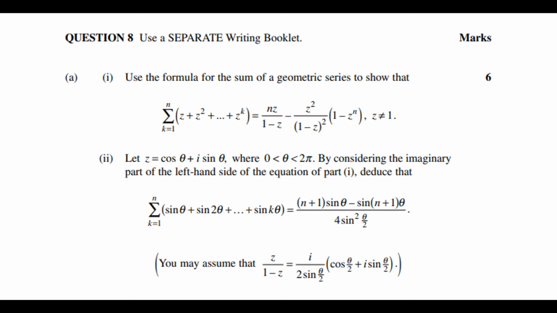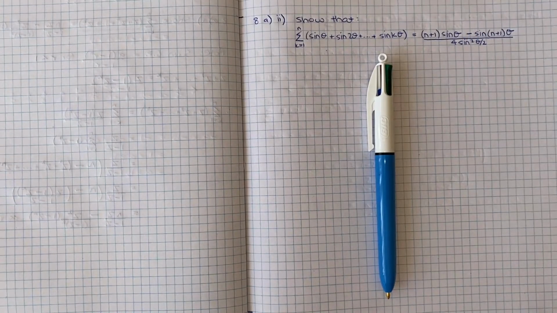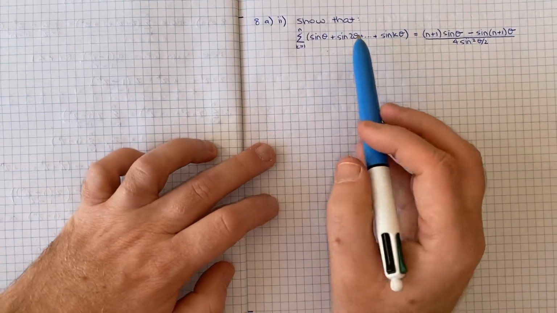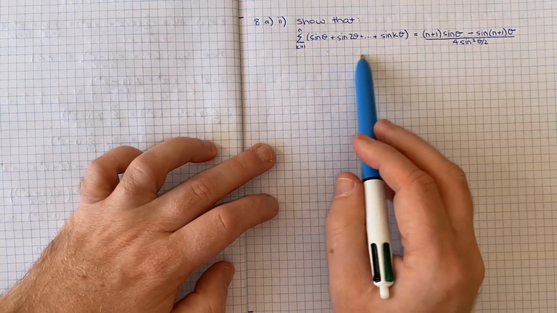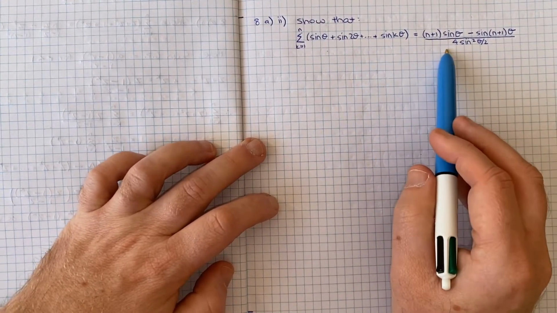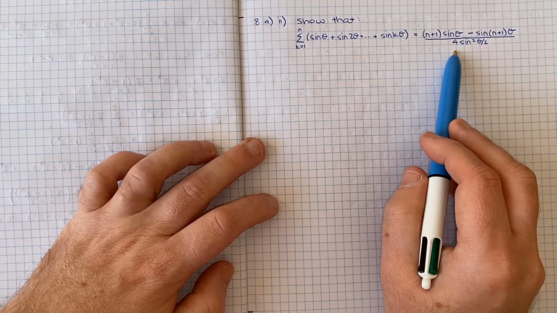So quite a complex looking result that we're being asked to derive, but we're given the scaffolding that we're basically going to be making use of part 1, so that's a good place to start. So here I've written out the result that we're being asked to show. That'll be helpful to take a look at and make sure we're heading in the right direction.